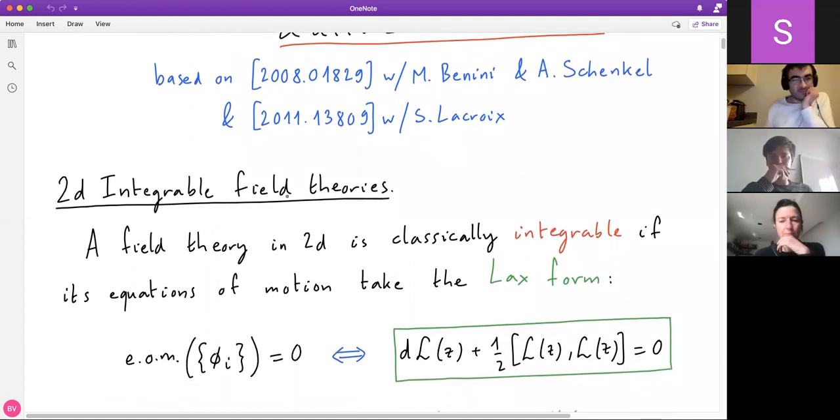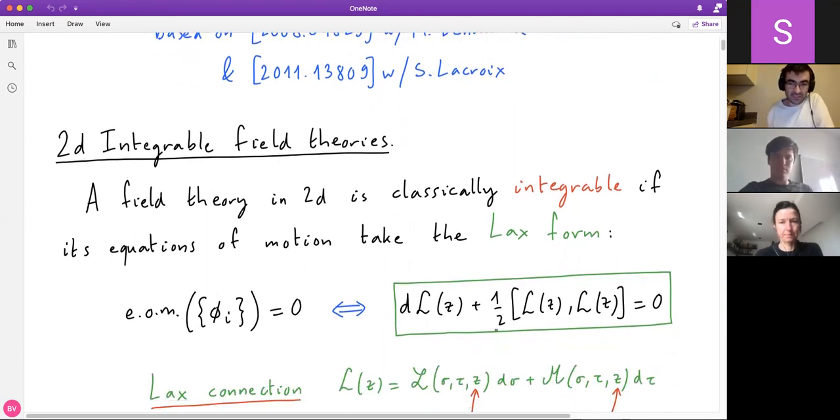For the purposes of this talk, I'll take a two-dimensional integrable field theory to be a two-dimensional field theory which is classically integrable. So I'll focus mostly on classical theories. And integrability will mean that the equations of motion of the theory can be written in the Lax form. So there exists a connection which depends on a meromorphic parameter Z, such that if this connection is flat, then the equations of motion hold. This is an equivalence statement. This is known as the Lax form for the integrable field theory.